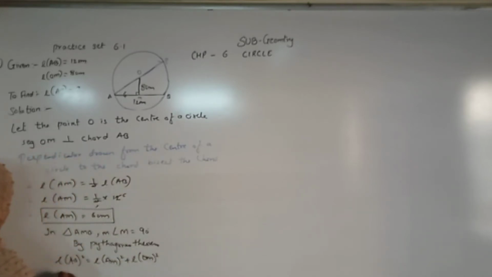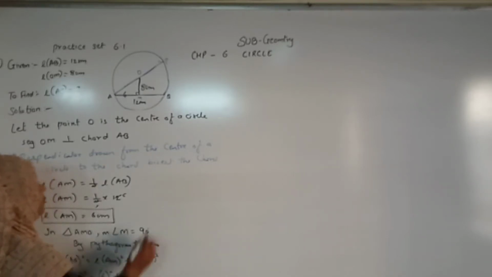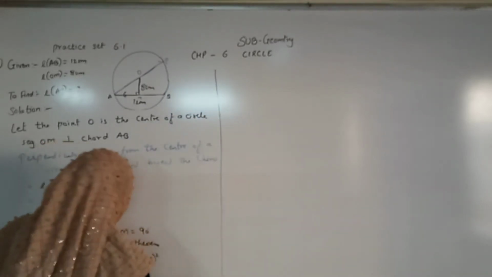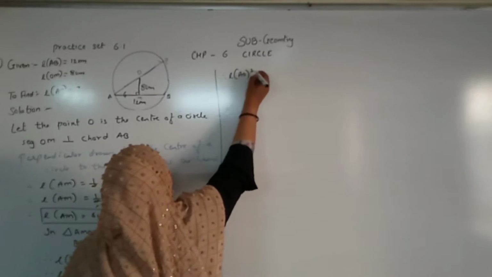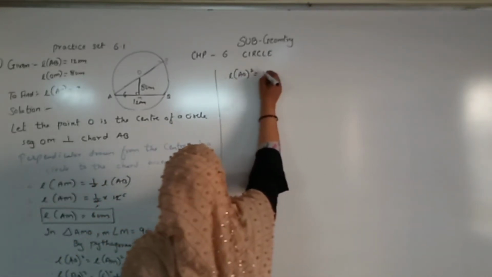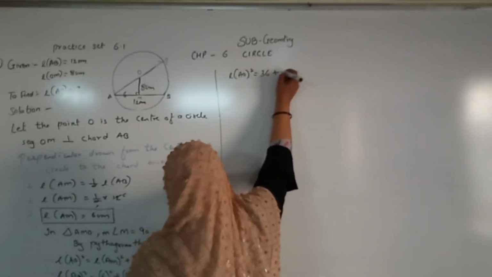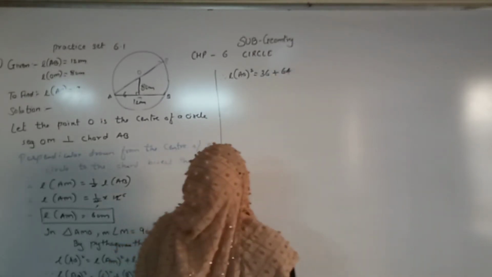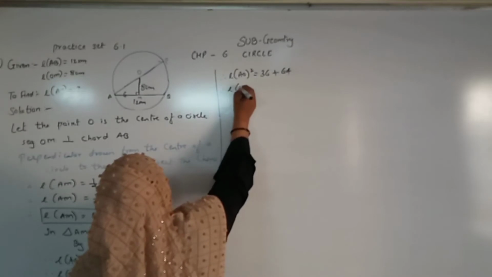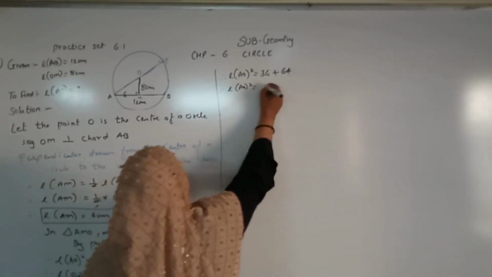So therefore, what is the length of AO? I don't have it, so I will write AO as it is. Length of AM I got 6 square, and length of OM I have 8 square. Now I will open the square. So length of AO square is equal to square of 6 is 36 plus square of 8 is 64. Now I will add these two. So length of AO square is equal to 100.